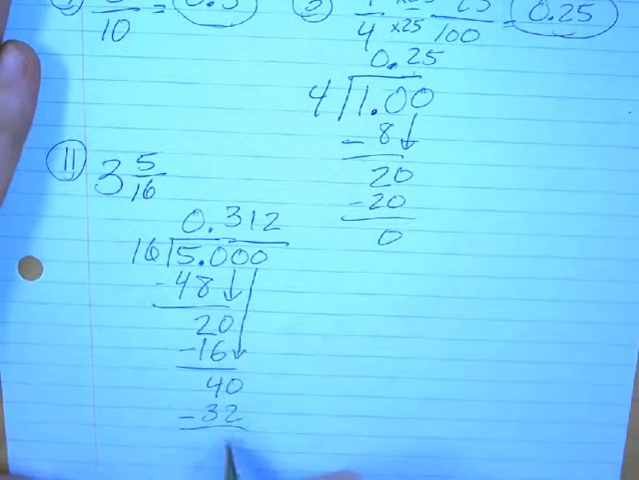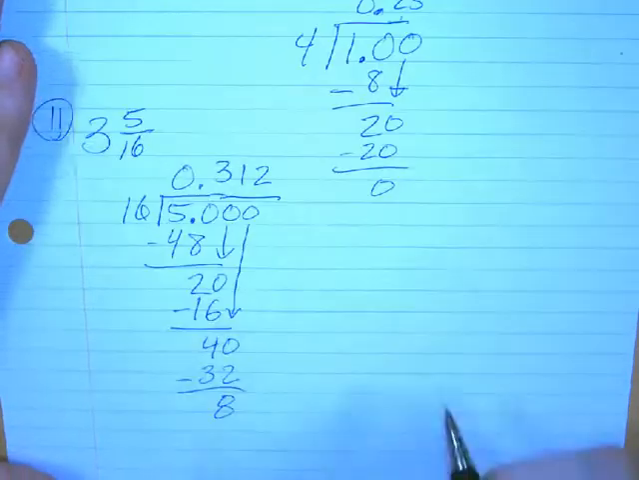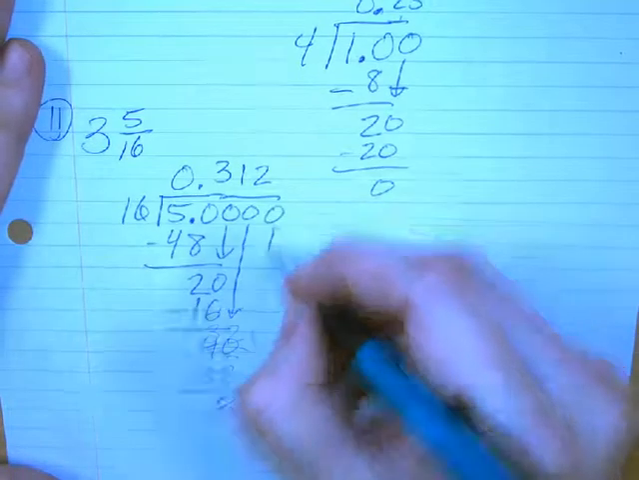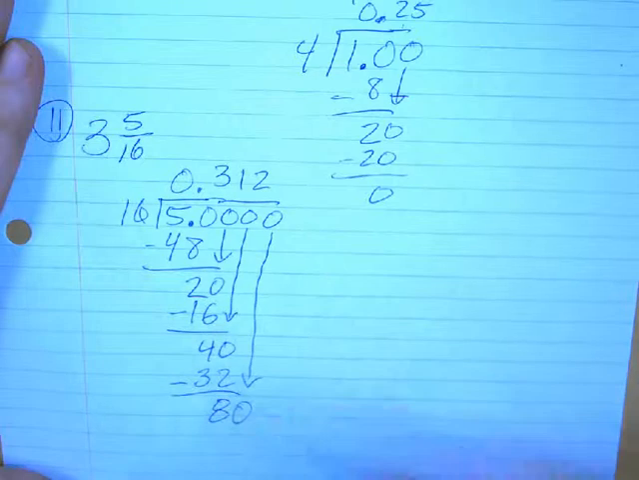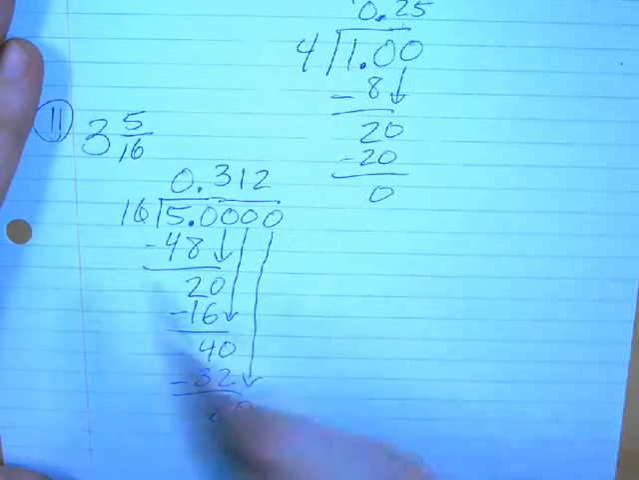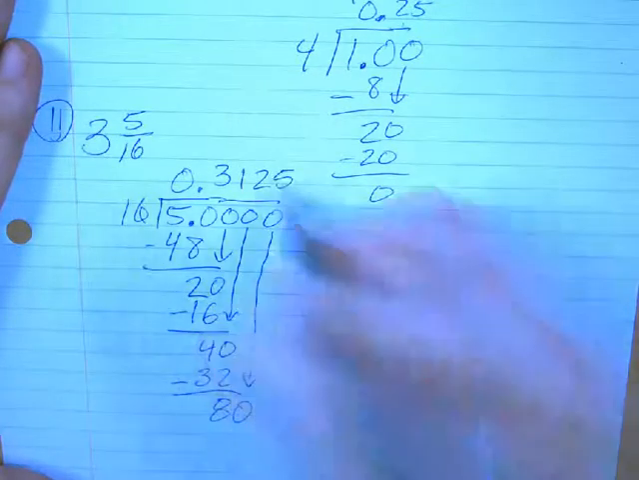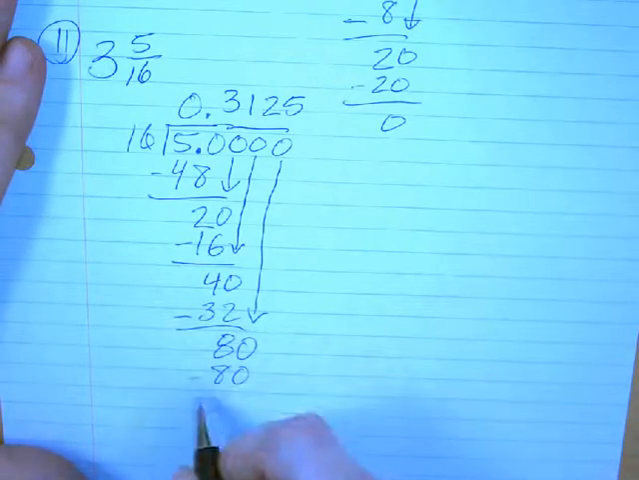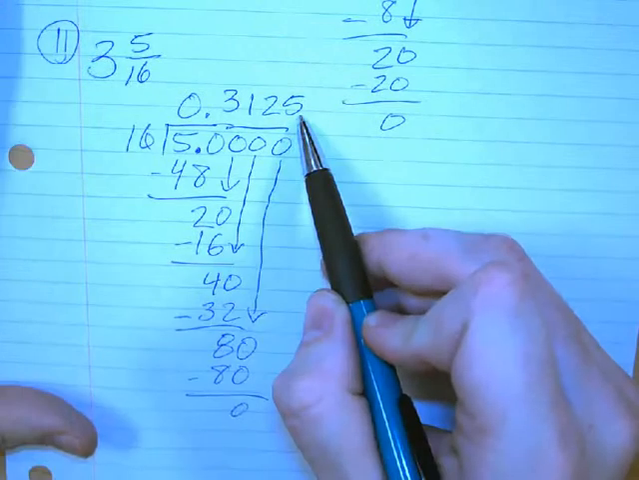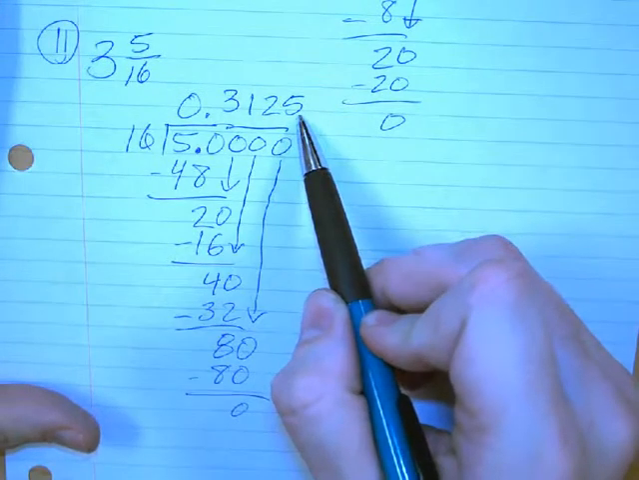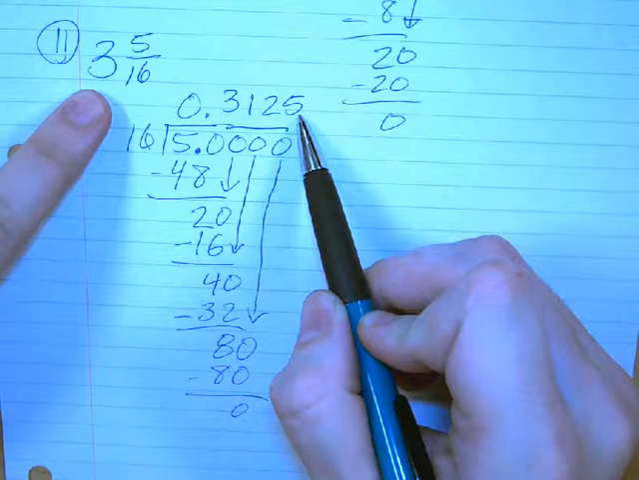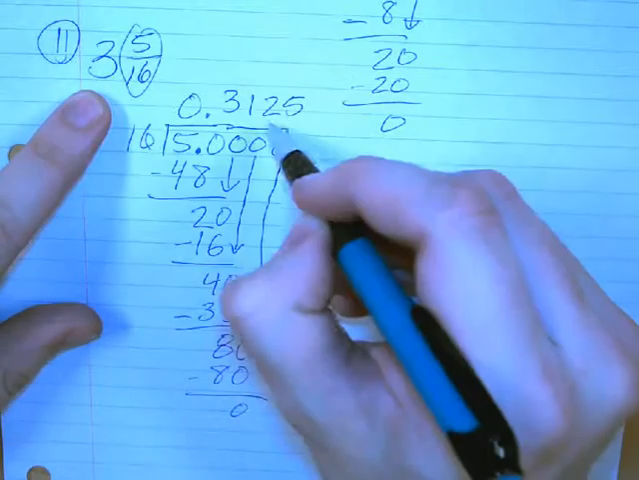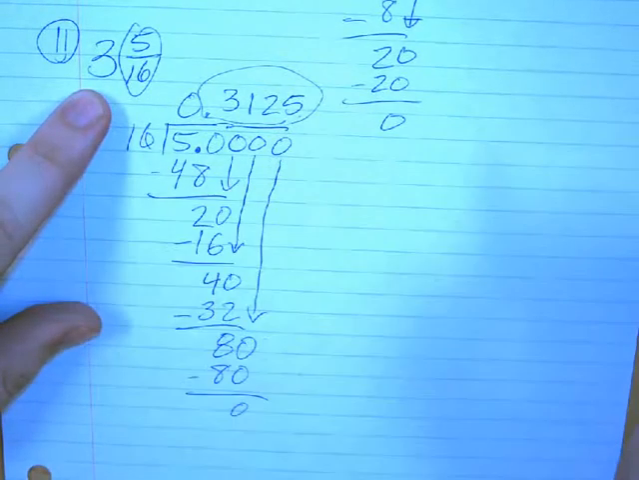This one's going for a while here. Sometimes we might need to solve this for a little while before we can figure out our answer. But finally, at 80, 16 is going to go into 80 5 times. 5 times 16 is 80. And there we go. I have my answer. However, this is not the final answer. I still need my whole number.